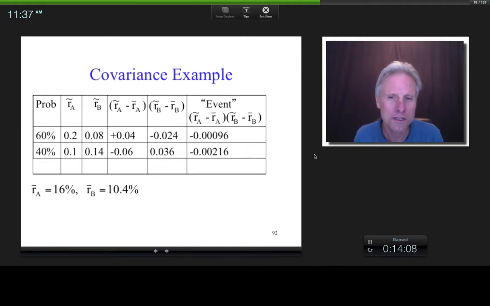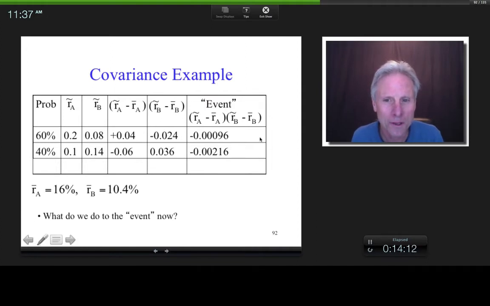So my question is, what could I do to the event now? What could I do to get these two numbers and crush them into one single, if you will, expected number? Could I apply a mathematical operator? I could, right? The expectations operator.